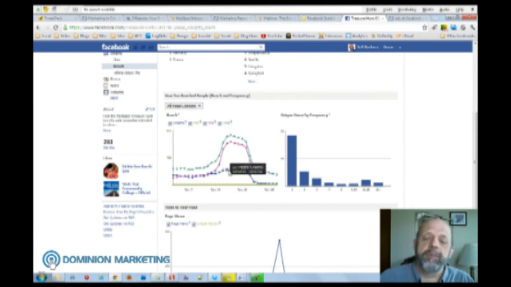Organic, that means simply posting on your wall. That's an organic post. The purple is the viral. These are people that were reached because people that saw the post spread it around. And this is the total. Now up here you see paid. This is this line down here. We didn't pay for any ads, those ads that appear over here on the right. We didn't buy any ads, and so we didn't get any people through paid.